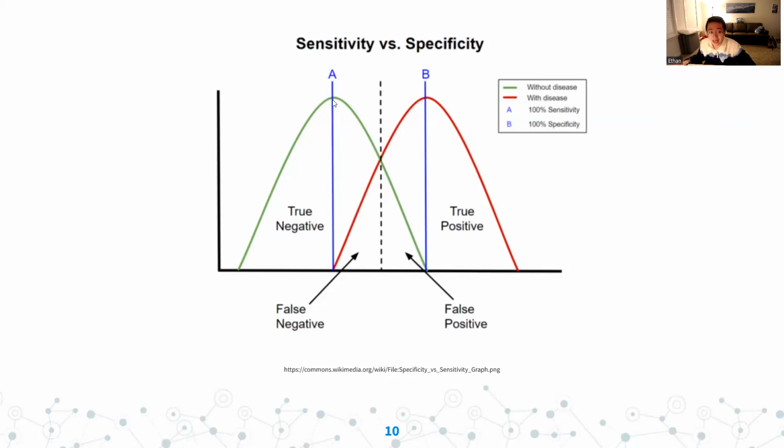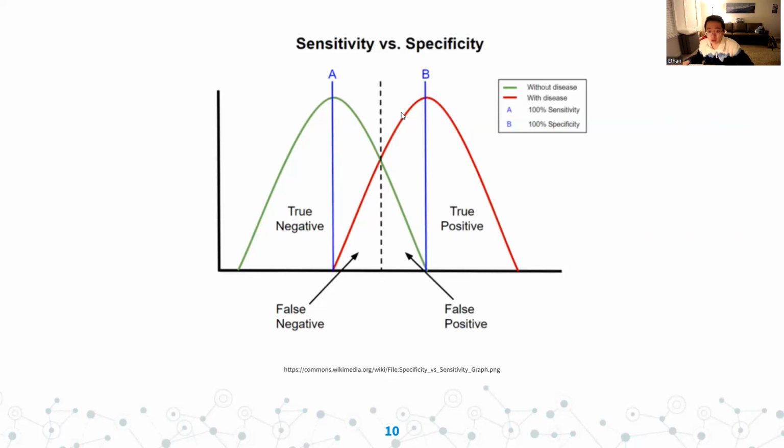If you draw the cutoff at A, you will have a perfectly sensitive test. You will capture and label as positive everyone who has a disease. However, you're also going to label as positive a ton of people who do not have the disease. That's the downside of a very sensitive test. Usually you trade off the specificity.